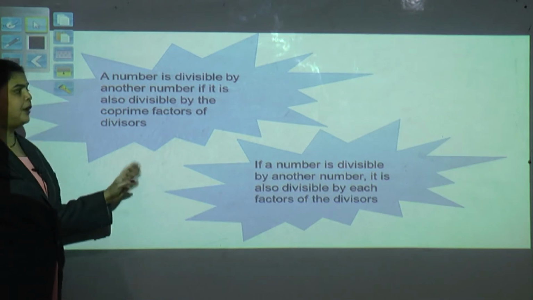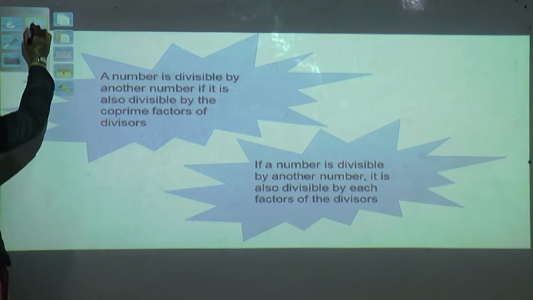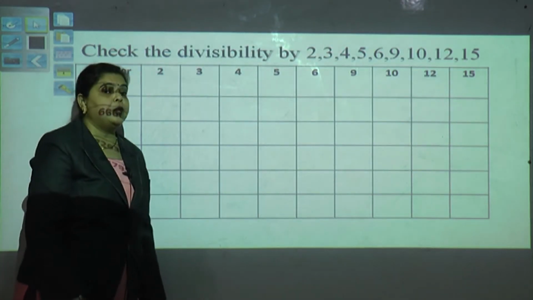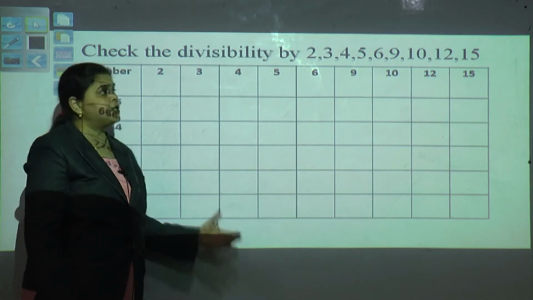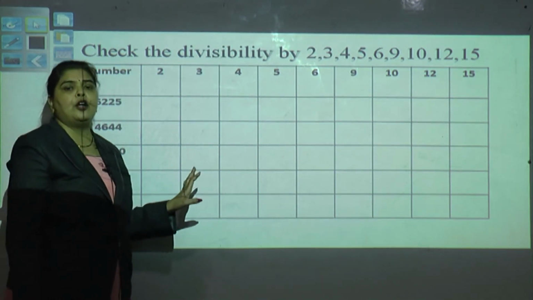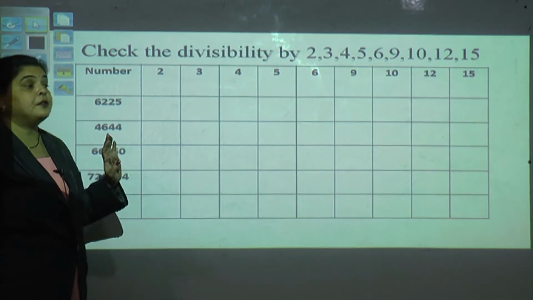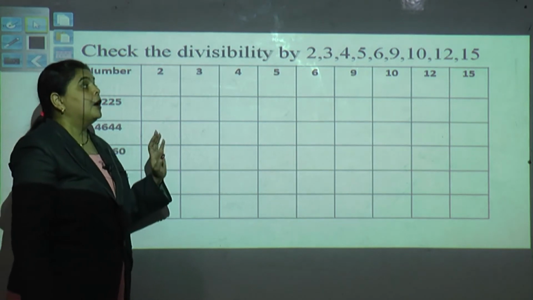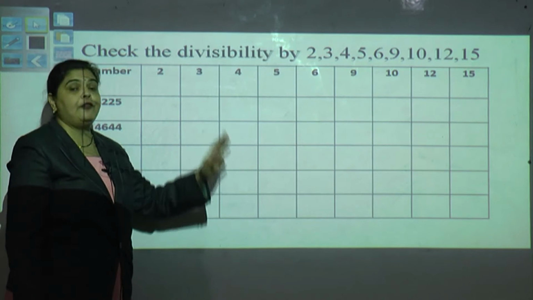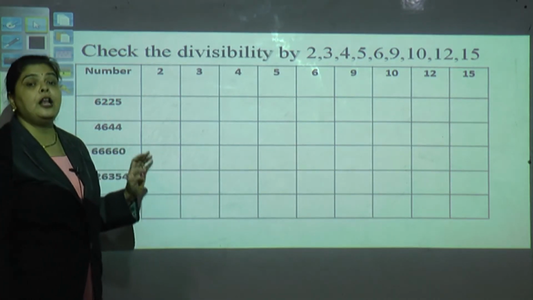I have explained them briefly. We will see some examples related to that, so you can understand the divisibility rules and how to apply them. I have given a tabular form, and you have a very similar tabular form in your textbook. You just have to put a tick if the rule is applicable and we get a 0 in the remainder. We will see rule by rule, and if it is divisible we will put a tick mark. If it is not divisible we will cross it.